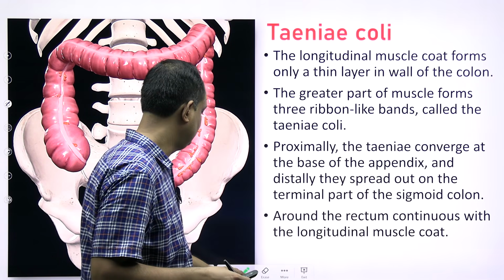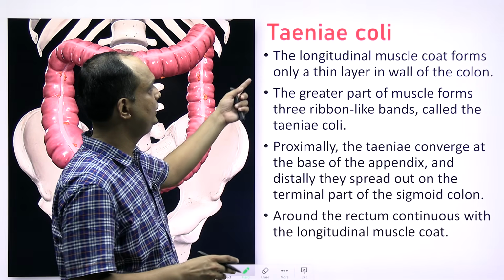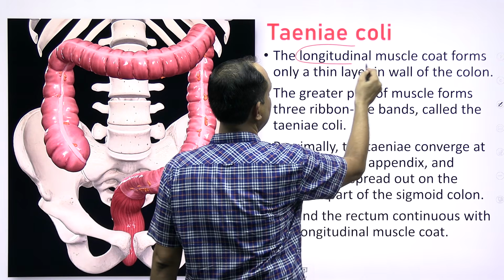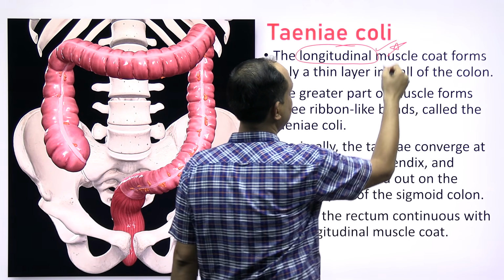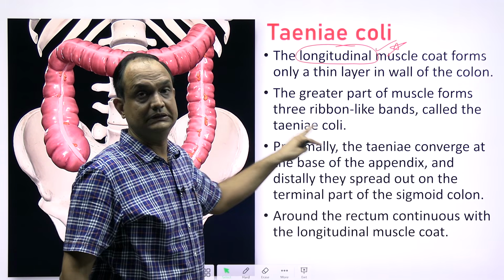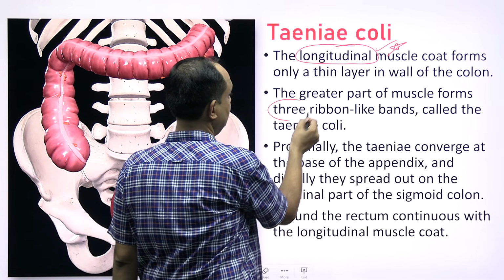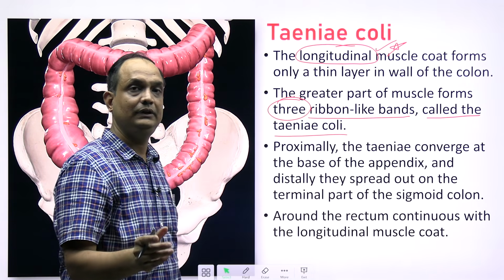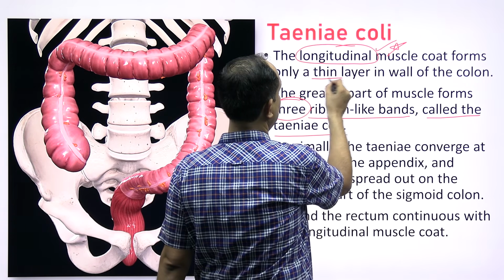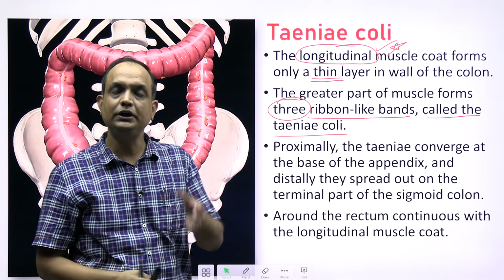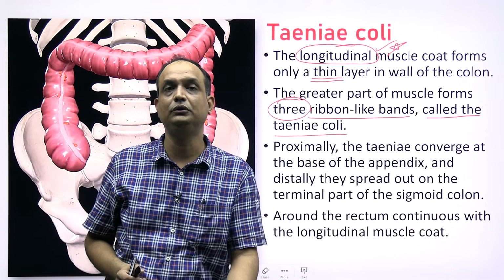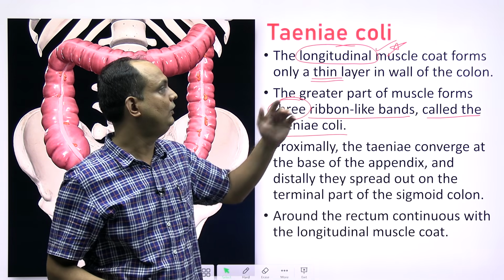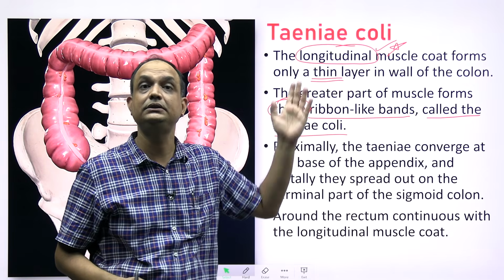So let's discuss what is written here. The longitudinal muscle coat forms a thin layer in the wall of the colon. The longitudinal muscle is the first word to note. The greater part of the muscle forms three ribbon-like bands, and these are called Taeniae. That's why we use the words thin layer. Why thin layer? Because the majority of the muscle fibers of the longitudinal layer are concentrated as Taeniae. The remaining fibers form a thin layer.